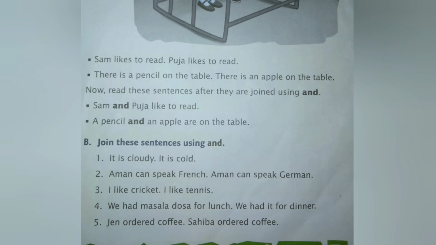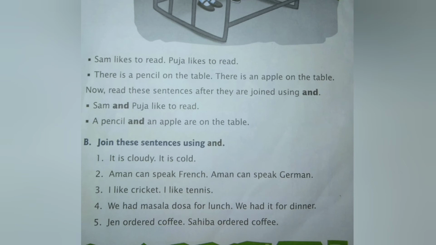Why are they using French with a capital F and German with a capital G? They are denoting a specific country's language, a country, a place. A place must start with a capital letter. So again, it is denoting a place's language, so capital letter. So, Aman can speak French and German. Full stop. Okay, clear. Then, third one.